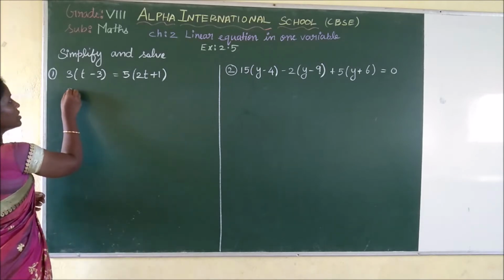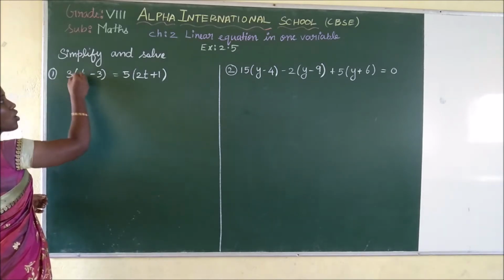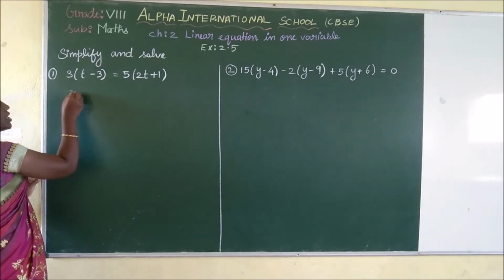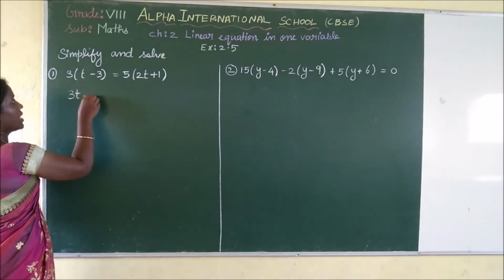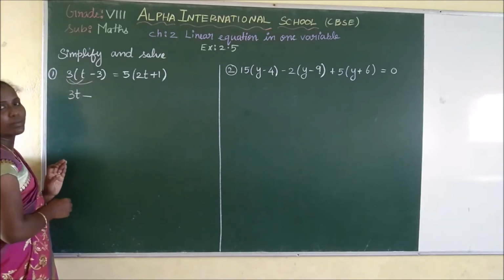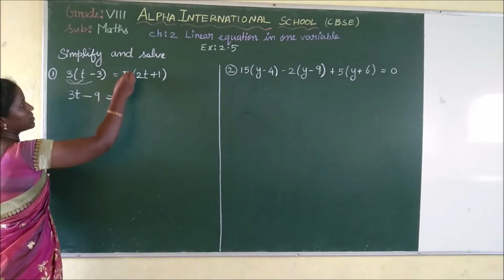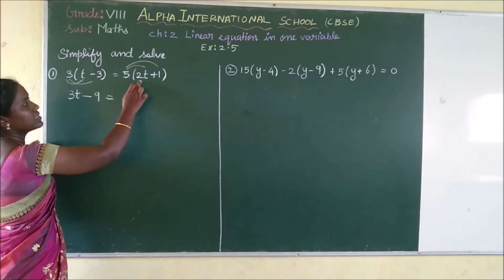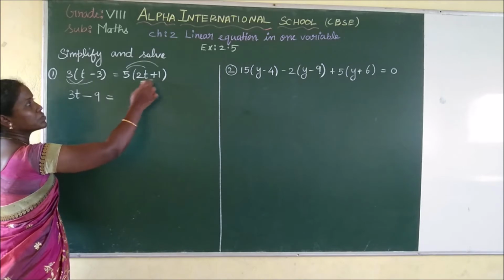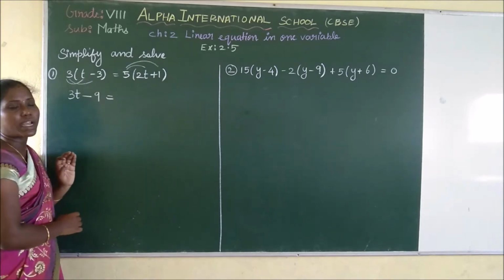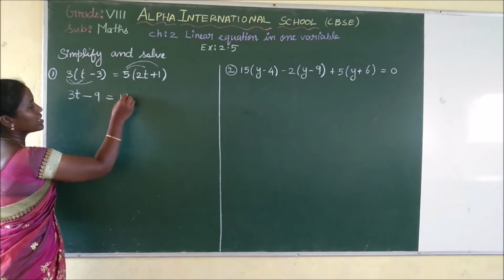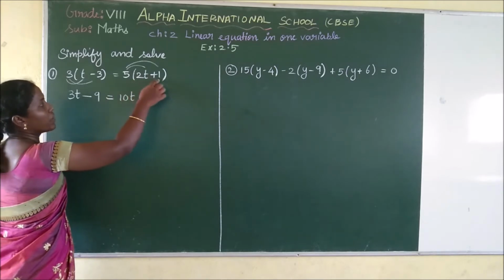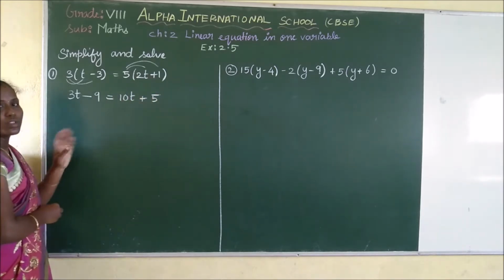See the first problem, 3 into (t minus 3). So what we have to do? 3 is under multiplication. The bracket means the operation there is multiplication. So 3 into t, that is 3t, minus, the 3 should be multiplied to both the terms, 3 3s are 9. Likewise, you have to multiply 5 to both the terms inside the bracket, 2t plus 1. So which is equal to 5 into 2t, that is 5 2s are 10t, and the operation plus 5 into 1 is 5.